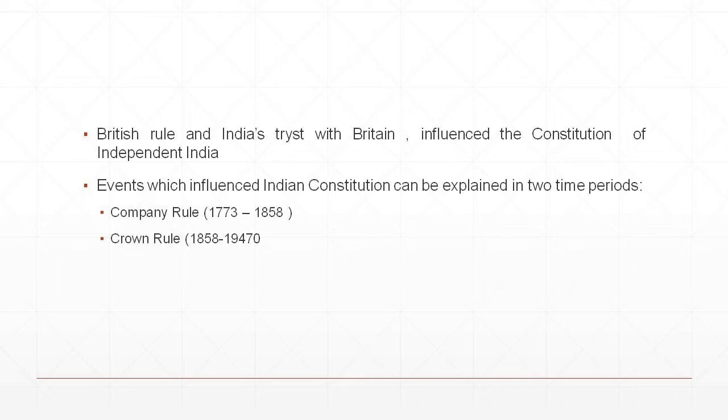That is, there are two significant stages. One is the company's rule, and the other is the crown's rule after 1858, as I told you. During company's rule, there were a certain series of acts that took place. And these acts are important because they shaped the Indian constitution as it is today. They shaped the way India was ruled, and it reached a point in 1947, after which India took over.